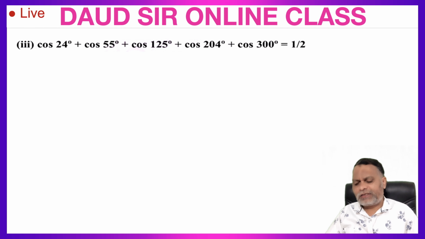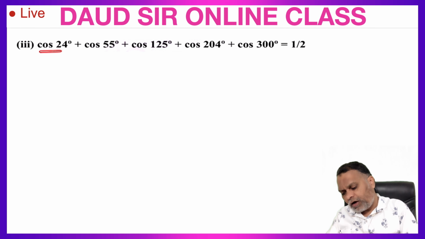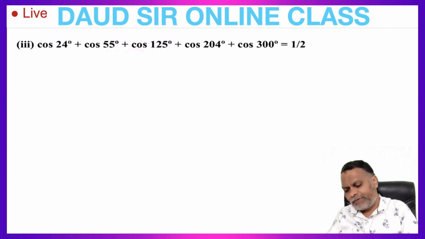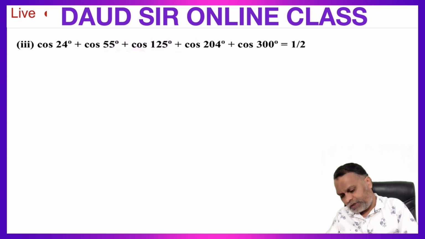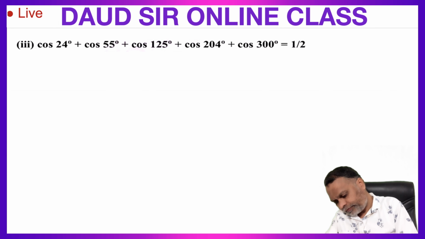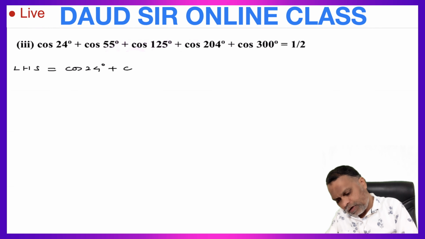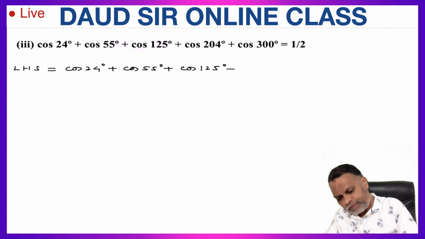Question number second, part third. Prove that cos 24 degree plus cos 55 degree plus cos 125 degree plus cos 204 degree plus cos 300 degree is equal to 1 upon 2. Taking left hand side, cos 24 degree plus cos 55 degree plus cos 125 degree plus cos 204 degree plus cos 300 degree.